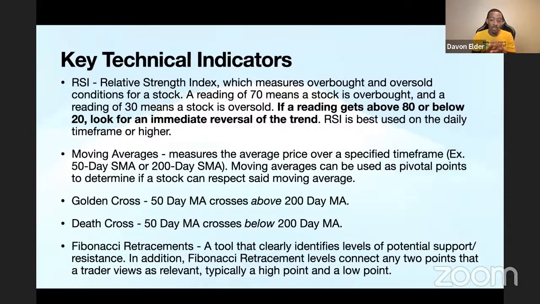Fibonacci retracements. Now, if you are really tapped in, if you are a true follower, if you are a true enthusiast, if you really truly want to trade for yourself, you understand that on the Trade for Yourself podcast, I've talked a lot about Fibonacci retracements, and I've talked about them from a certain perspective. Fibonacci retracements is a tool that clearly identifies levels of potential support and resistance. In addition to that, Fibonacci retracement levels connect any two points that a trader views as relevant, typically a high point and a low point. With that being said, I like to use Fibonacci retracement levels over a long-term perspective, right?